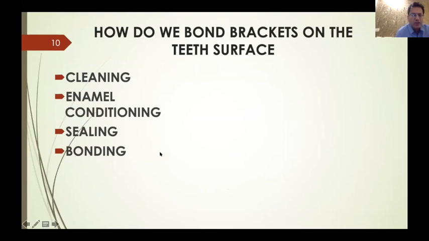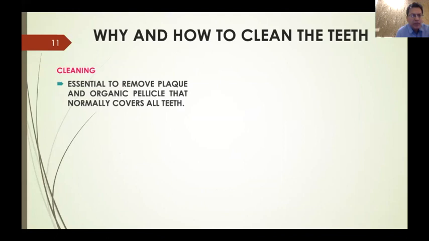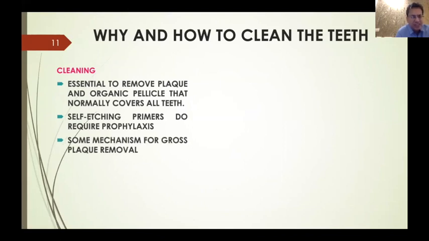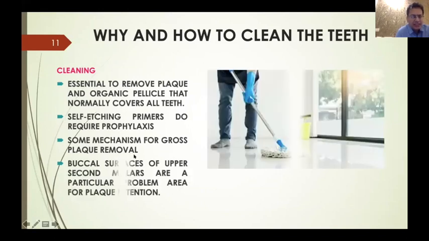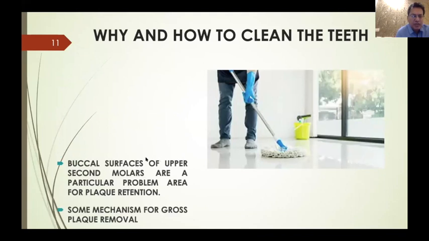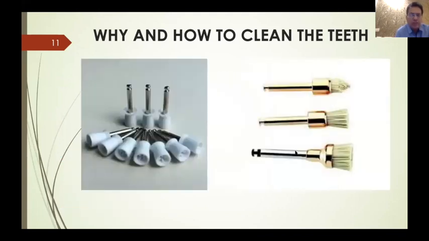So let's look at why and how to clean the teeth. Why is it essential? It's essential to remove plaque and the organic pellicle that normally covers all the teeth. Even for self-etching primers, it's advisable to do cleaning. This is the method for gross removal of plaque. The buccal surfaces of the second molars are particular areas for plaque retention. Now, how do you do this cleaning? You use pumice powder with either a rubber cup at low speed or a bristle brush. What is preferable? A rubber cup is preferable. Why? Because you don't want to injure the gingiva and cause bleeding at the time of bonding.